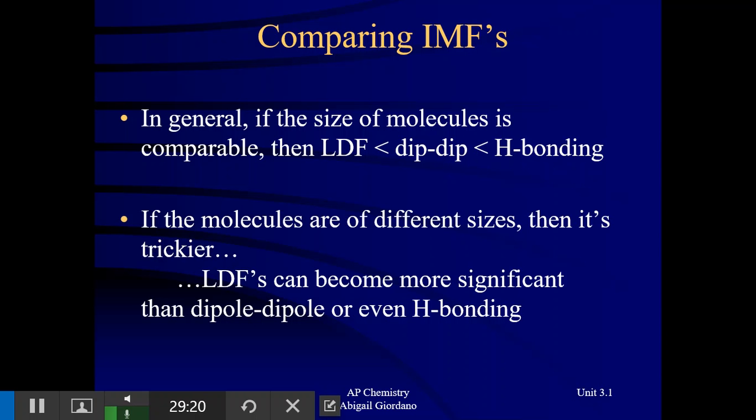However, and the AP exam loves this, if you are comparing molecules that are not the same molar mass, not the same size, then the question gets a little bit trickier. Remember that London dispersion forces are the only one that is impacted by the size of the molecule. So if the molecules are of different size, London dispersion forces can become a more significant factor than dipole-dipole, or even greater than hydrogen bonding. And I'm going to show you an example of what I'm talking about right here.